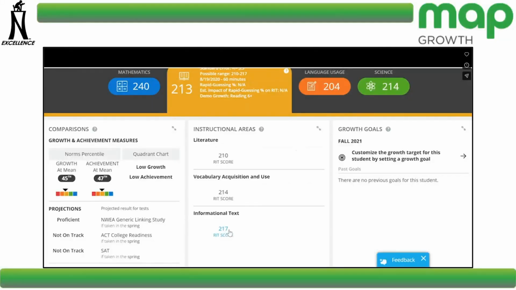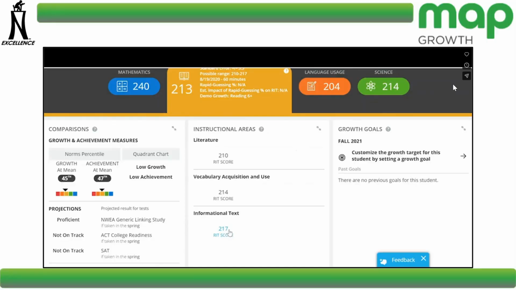We scroll down and we look at his growth mean. So his growth mean was below average. He was at the 45th percentile, which means he is 5% below average. And his achievement on reading is the 47th, which means, again, he's below average. So as you notice, it says low growth, low achievement. It's because he's below the average of what the nationally normed numbers are.